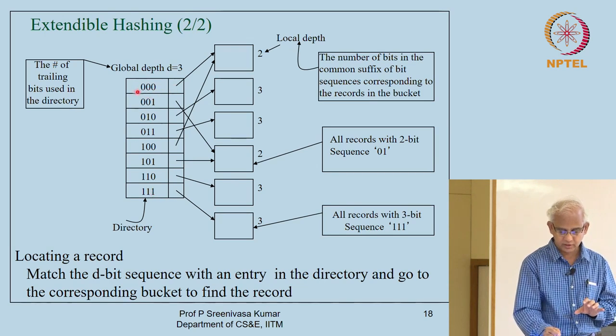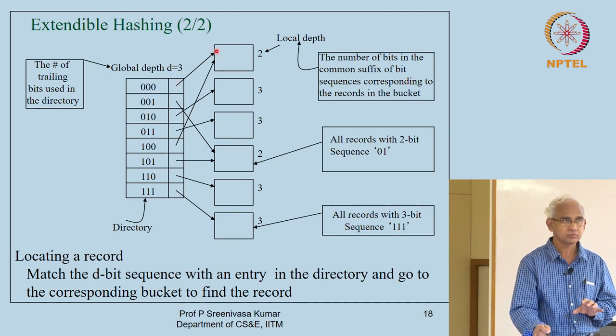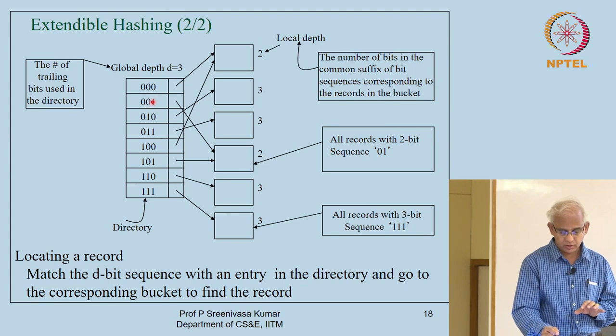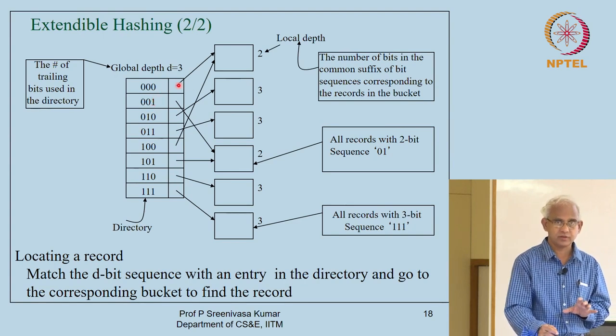So, it has a 3-bit sequence because the global depth is 3 right now, and it has a disk pointer to a bucket, a disk pointer to a bucket, okay.